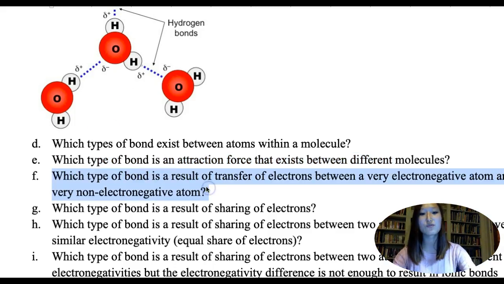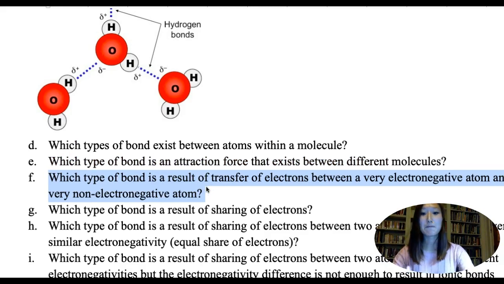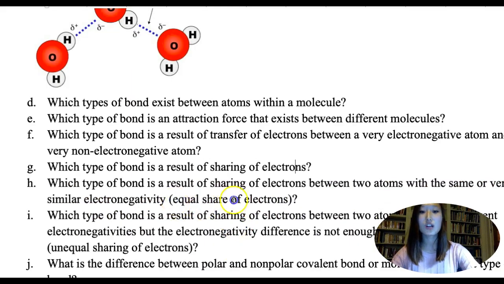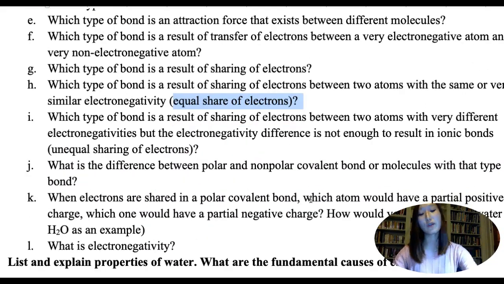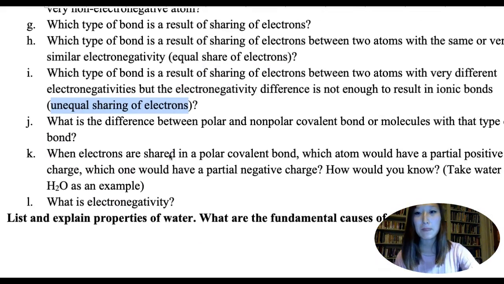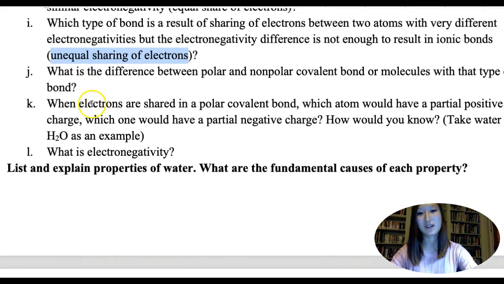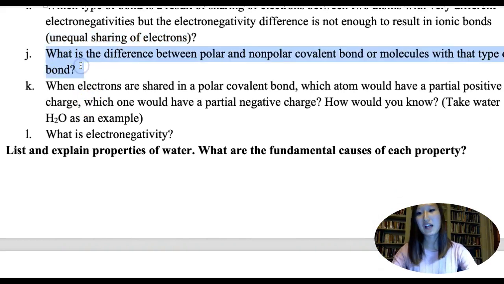Which type of bond is a result of transfer of electron and of a very electronegative atom and a very non-electronegative atom? That will be an ionic bond. Sharing of electrons is a covalent bond. An equal share of electrons is called a non-polar covalent bond because there's no pole. It's an equal pole, right? Oh, I meant unequal share of electrons is called a polar covalent bond. J is kind of the same question.